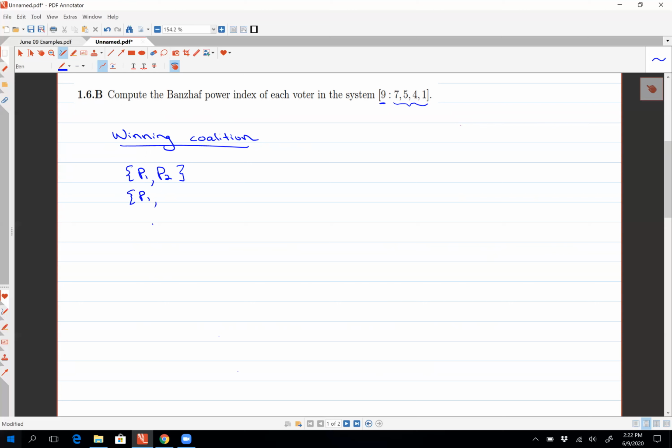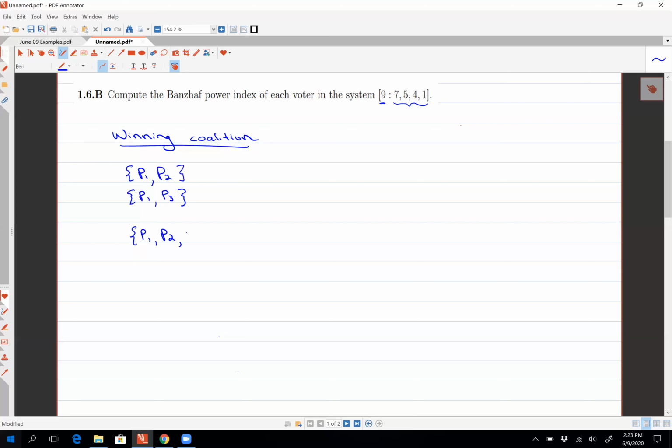What about 1 and 3? That would be 7 votes plus 4 votes for 11, so certainly that would still be a winning coalition. What about 1 and 4? Voter 1 and voter 4, it would be 7 votes plus 1 vote for 8 votes. This is not a winning coalition. Next, so this is all pairs. Next, let's try voter 1, voter 2.